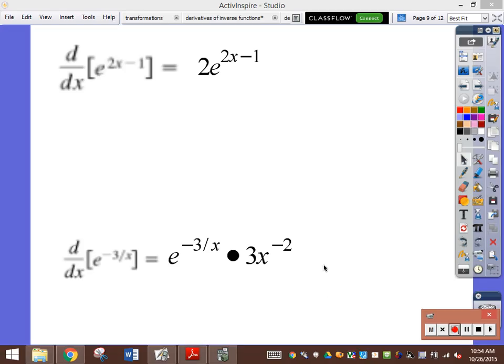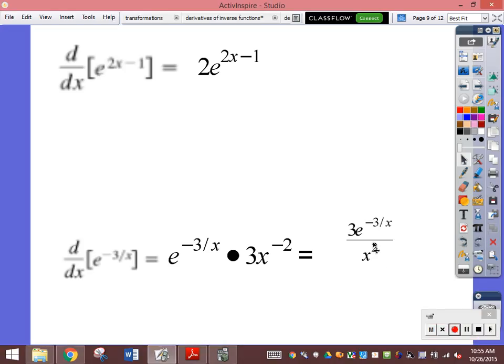And usually in finalized form, again, we don't leave the 3 at the end. The coefficient moves to the front. And then this x to the negative 2, sometimes you'll see it written as a denominator. So one version of a simplified answer may look like this: 3 times e to the negative 3 over x all over x squared. You could also move the e to the denominator and get rid of that negative as part of that exponent. So lots of options with simplifying this one. But that's how you would apply the rule for exponential derivatives.